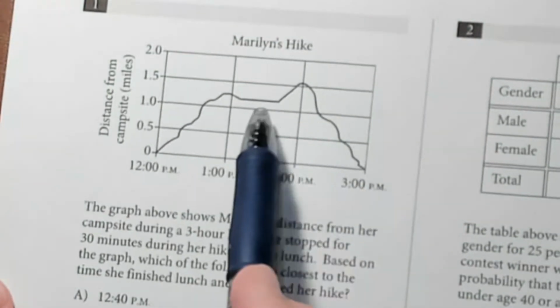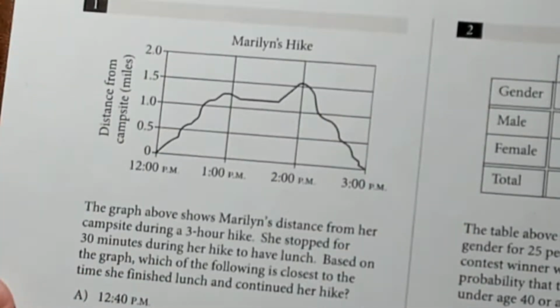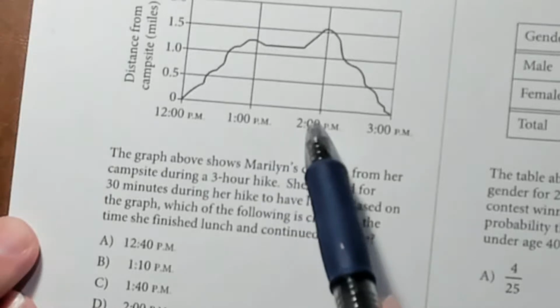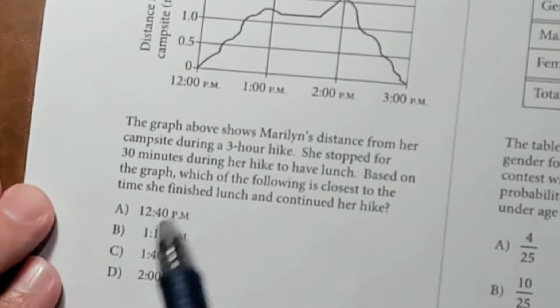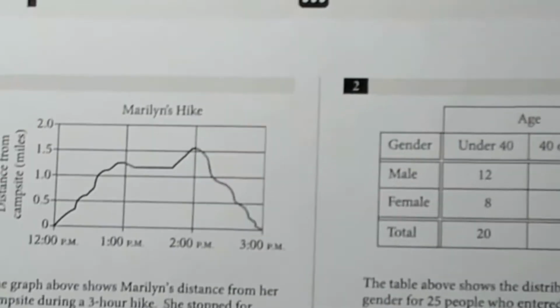Okay, well, we know that her lunch was during the straight line period because the distance is not changing. She's sitting down eating lunch. So she ended her lunch right about here, which looks like around 1:45. Let's look at the times. There we go. We've got C, 1:40.